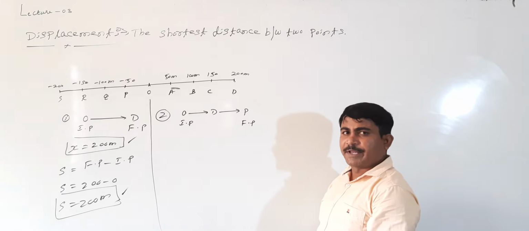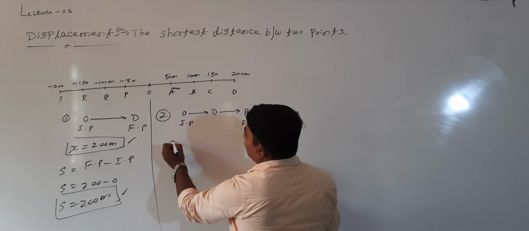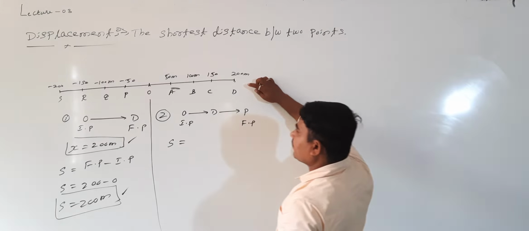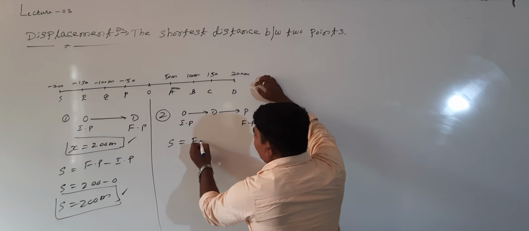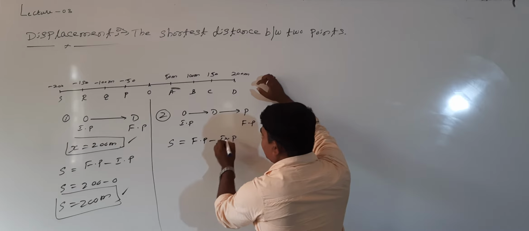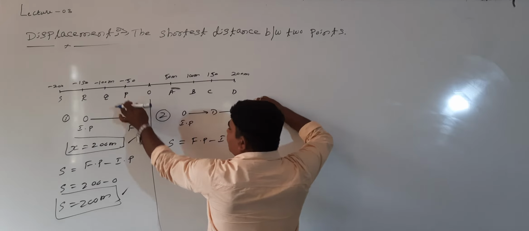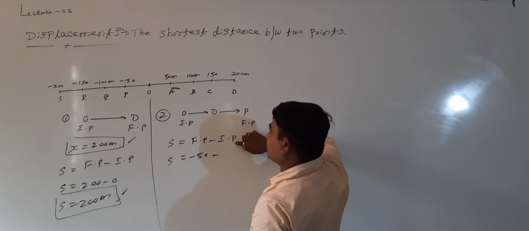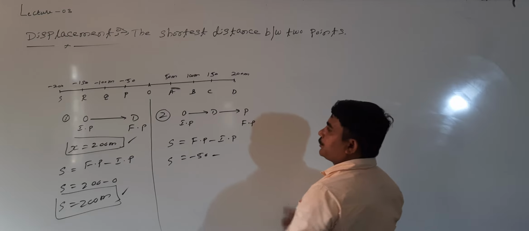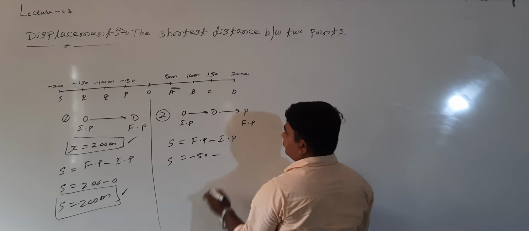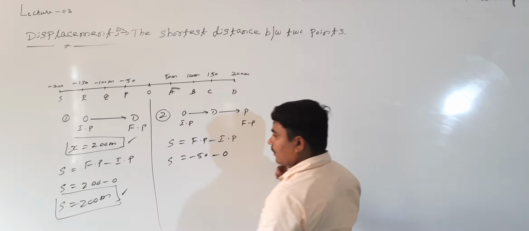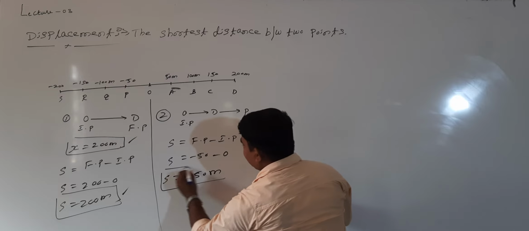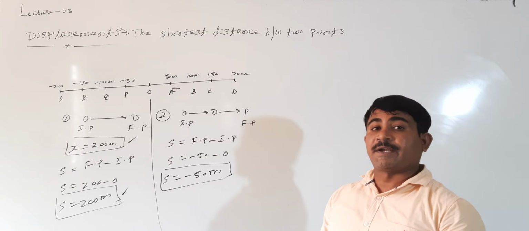Let us take the displacement here. How to take the displacement? Displacement is the difference between final position and initial position. What is the final position? That is P, minus 50, minus the initial position. What is the initial position? That is 0. Then what is the displacement? Displacement is minus 50 meter.